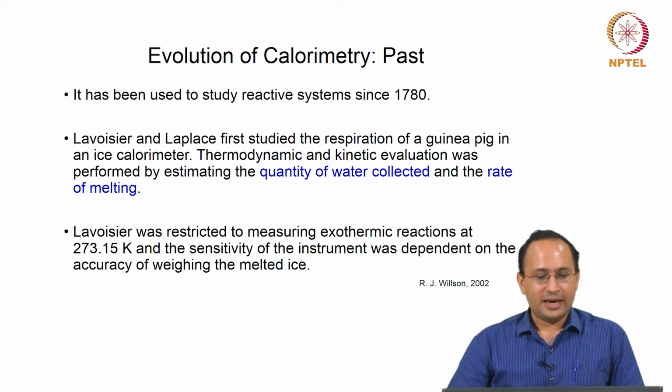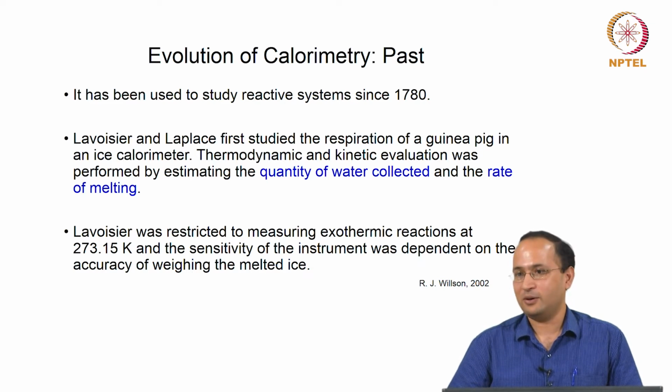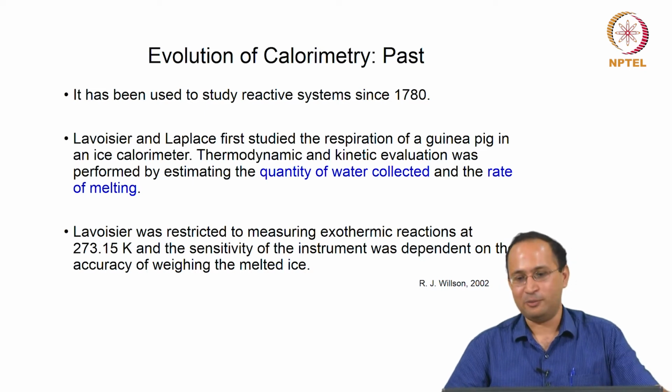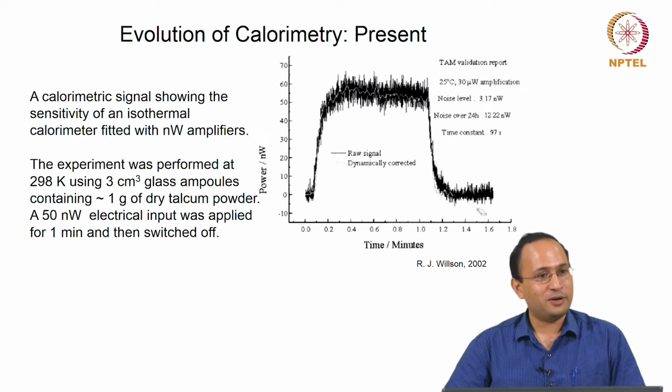Lavoisier's study was restricted to measuring exothermic reactions, where heat is released and used to melt the ice. The sensitivity of that instrument depended on the accuracy of weighing the melted ice. So that was their experiment. It is interesting how this simple experiment can tell you about thermodynamics and kinetics. But now things are different with the advancement of technology.